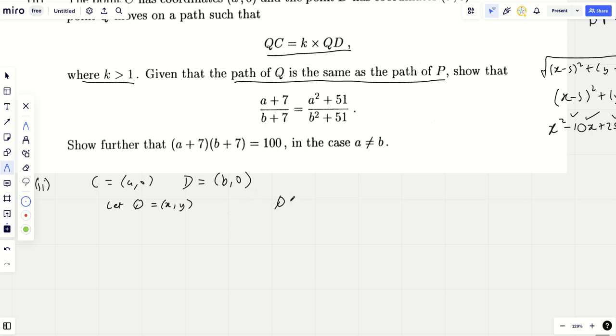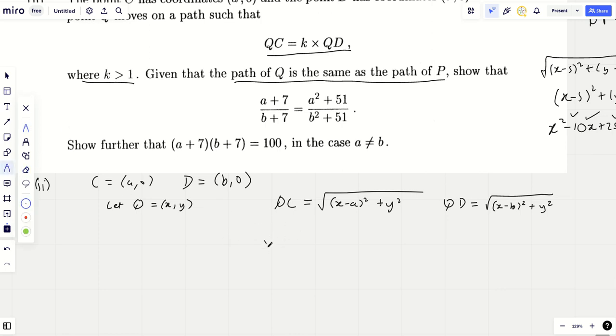Well, the length of QC is going to be the square root of (x minus a) all squared plus y squared. Likewise for QD, it will equal the square root of (x minus b) all squared plus y squared. But we're going to make this QC equals k QD. So if I just square it out straight away, actually I won't rush it too much. Let's just say, hence, the square root of (x minus a) squared plus y squared equals k root of (x minus b) squared plus y squared, and I'm going to square both sides.